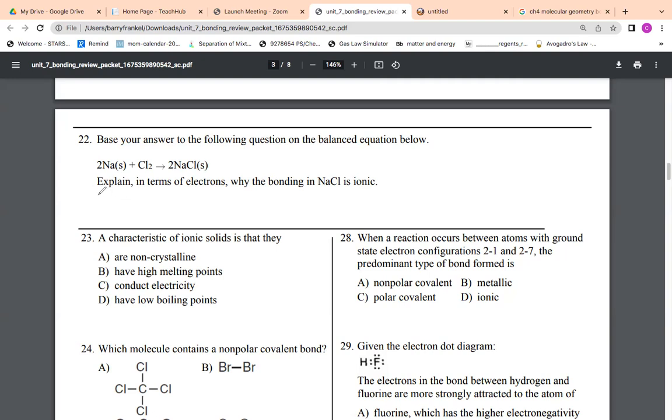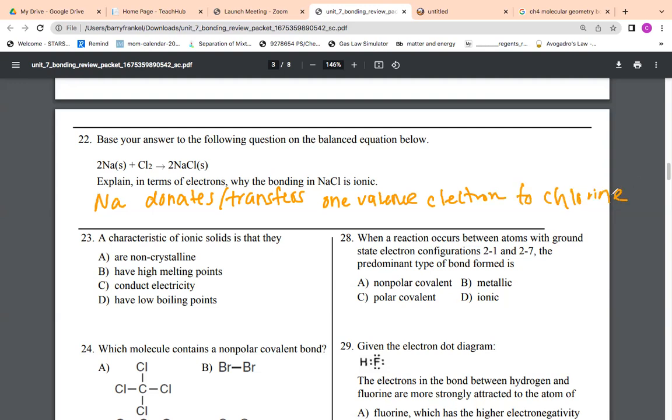All you really have to say is that Na donates or transfers, you can say either word, 1 valence electron to chlorine, and this is what makes it ionic. That is it. That is all you need to say.